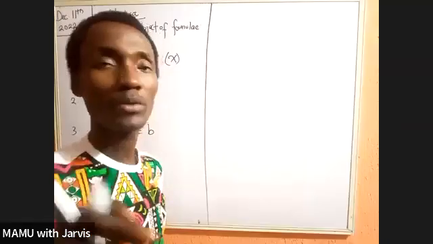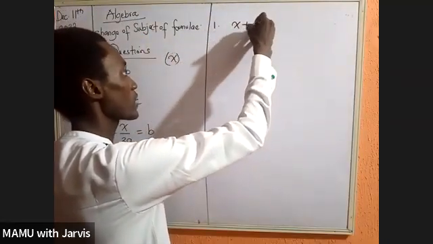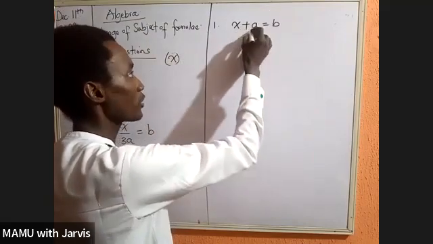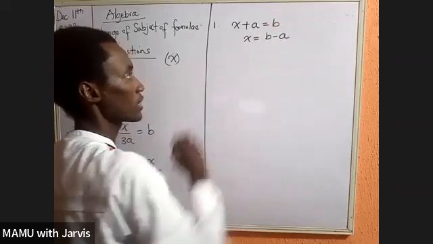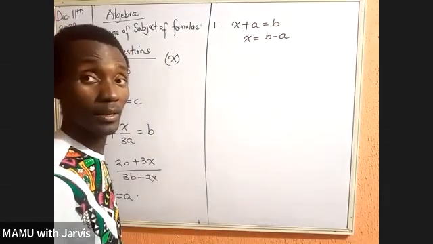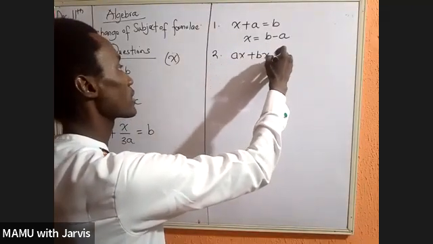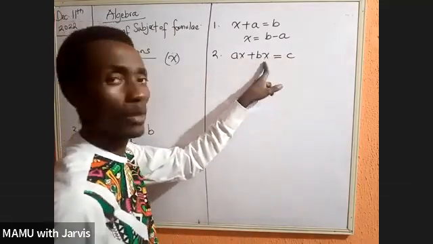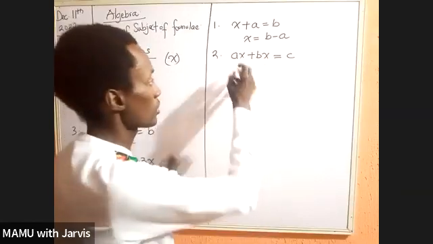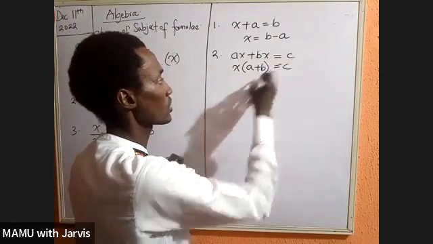Okay. For number one, it says x plus a equal to b. I don't need a, so x will simply be equal to b minus a. Is that what you got? Number two is ax plus bx equal to c. I have x here, I have x here, which means I can factor x out. So this will be x into a plus b equal to c.